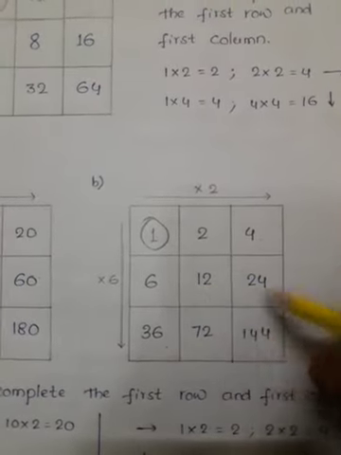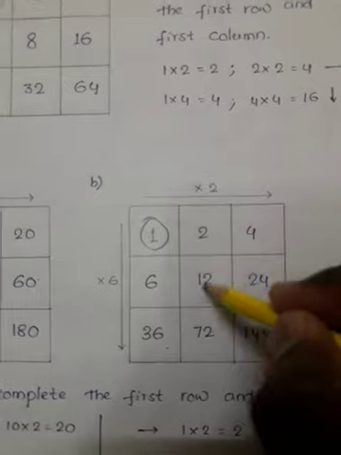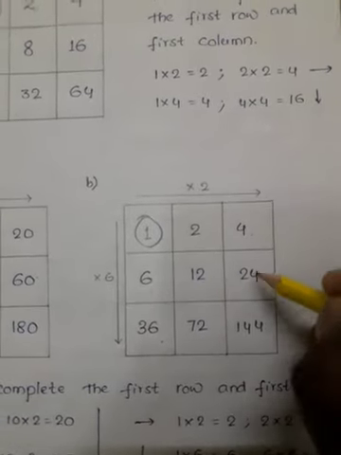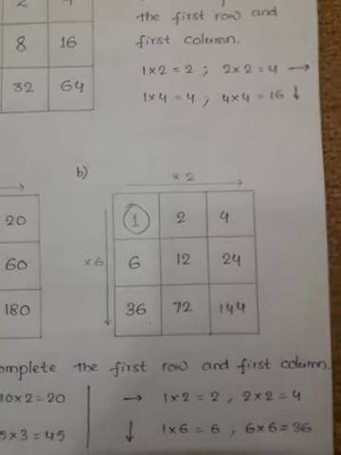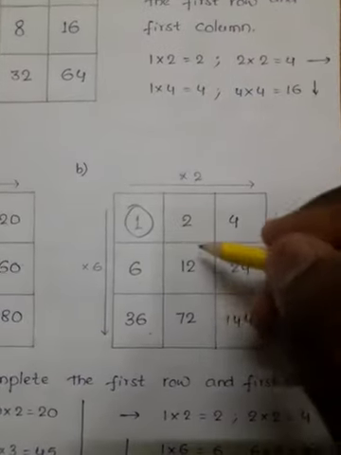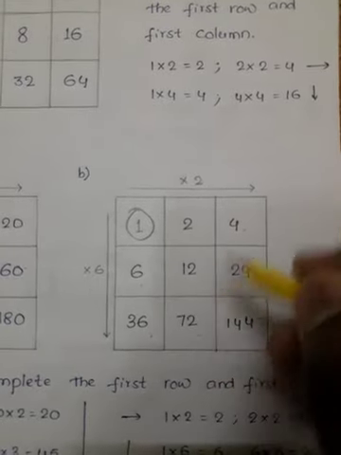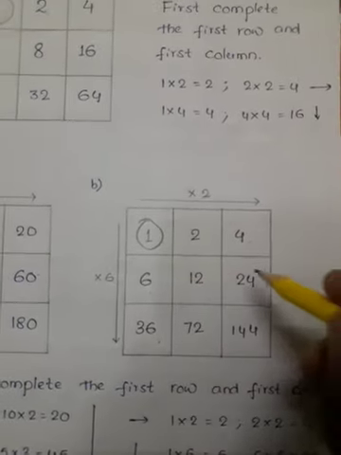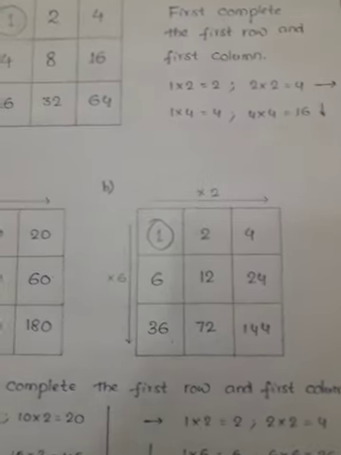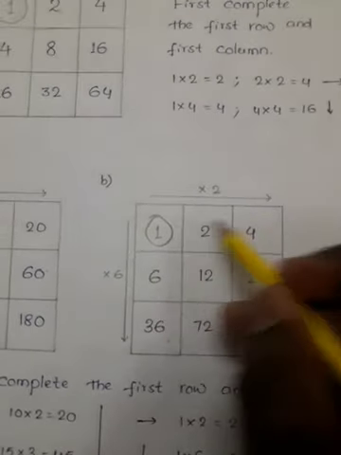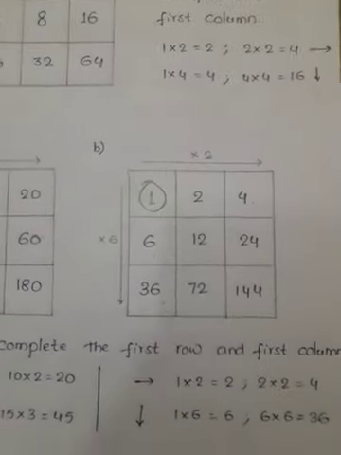This is the first method. Next, here I need to find the remaining values. So, 6 multiplied by 2 is 12, 12 multiplied by 2 is 24, 36 multiplied by 2 is 72, 72 multiplied by 2 is 144, or you can use the column method. So, 2 multiplied by 6 is 12, 12 multiplied by 6 is 72, 4 multiplied by 6 is 24, 24 multiplied by 6 is 144. Anyway, you can use either, but do the first row and first column first. Okay, I hope you understand this concept now.